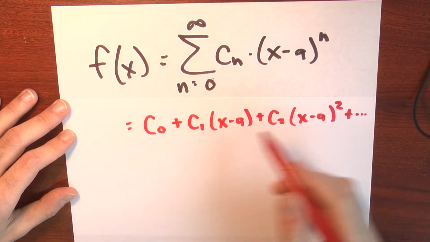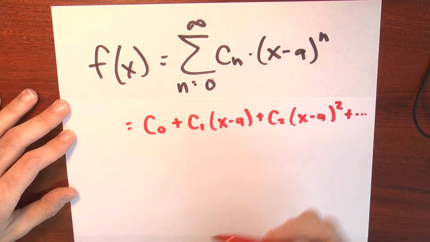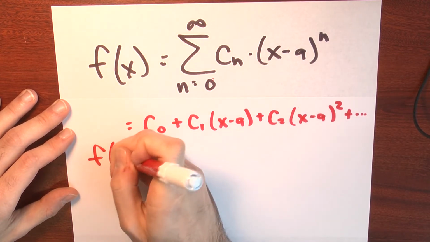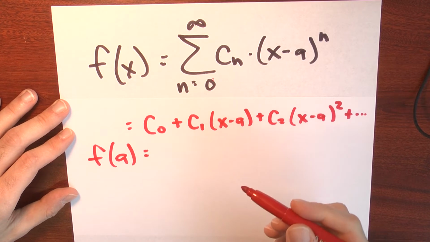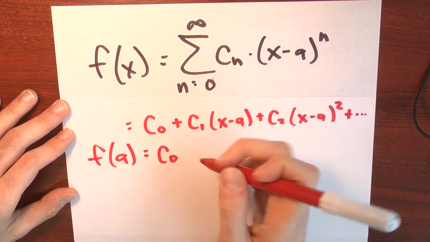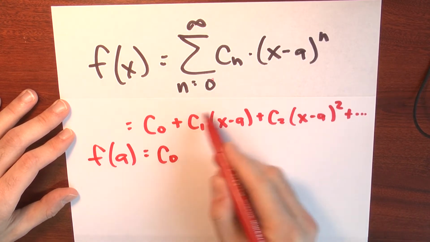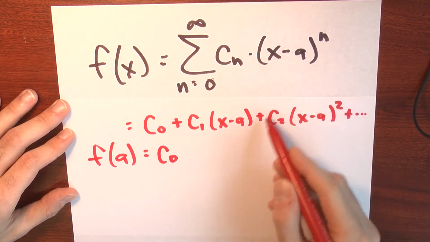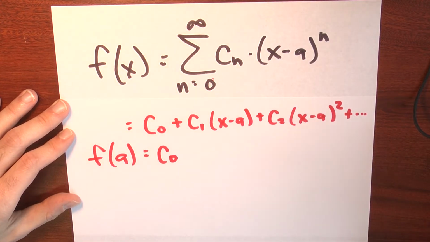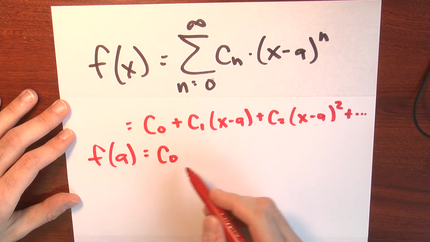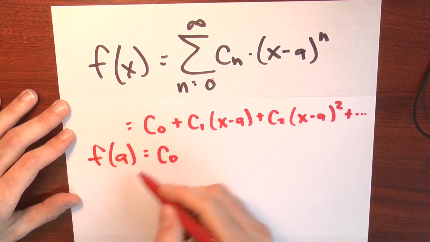Now what happens when I plug in a for x? So that's asking what is f of a. Well, in that case, it's c sub 0 plus, what's this term? It's just 0, plus, what's this term? Well, it's just 0, plus all the other terms are 0. So this is telling me that c sub 0 is equal to f of a.